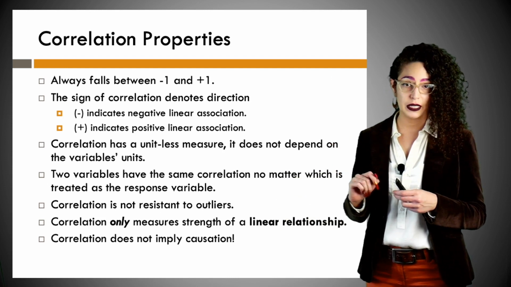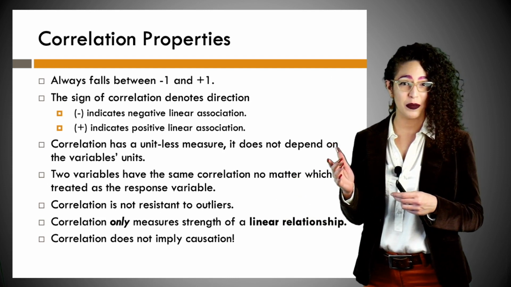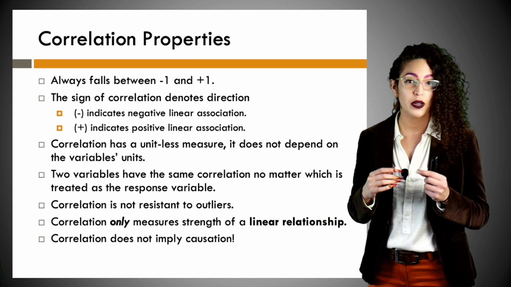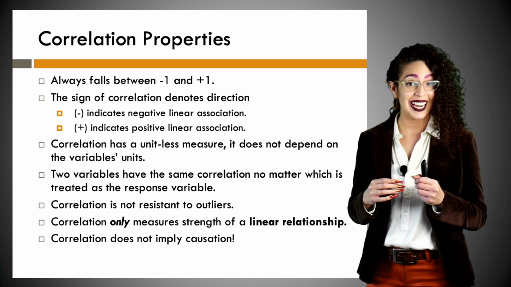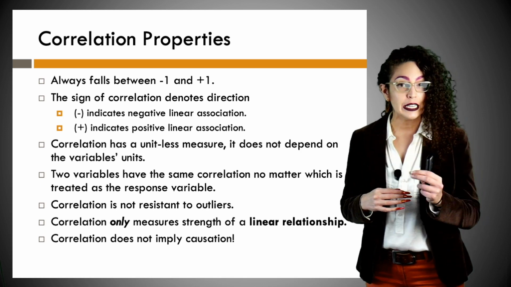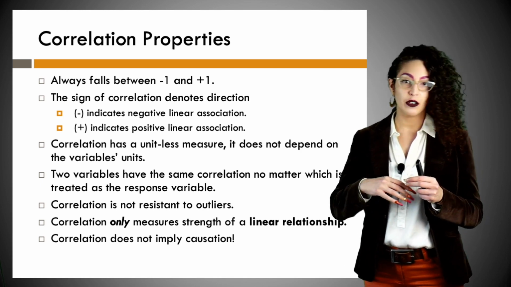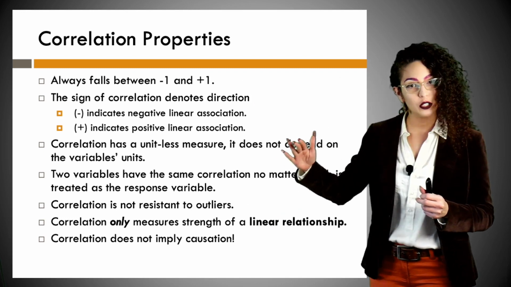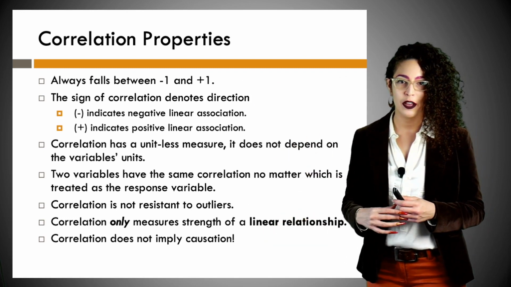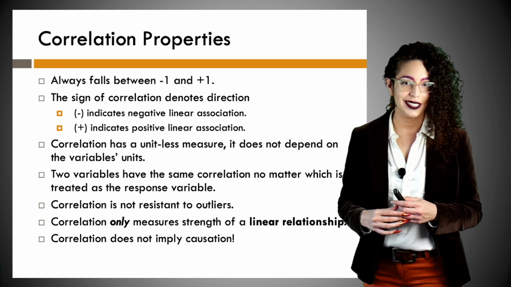Correlation is not resistant to outliers. It's kind of like a mean in that way, that if you have one crazy low or one crazy high value, it's going to affect your correlation a lot. Correlation only measures the strength of a linear relationship. It cannot handle, it needs to be a nice straight line. And of course, the mantra that we all have probably heard, correlation does not equal causation.